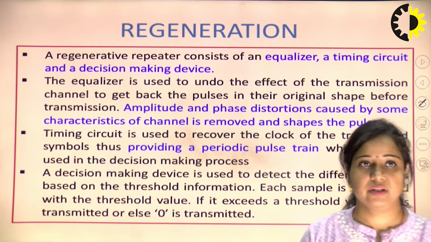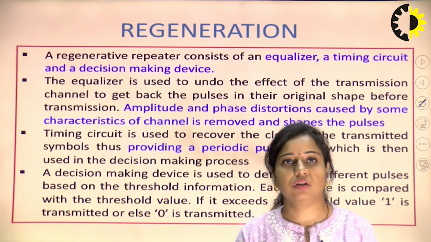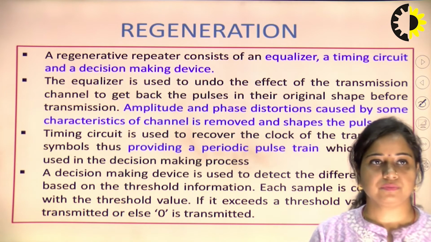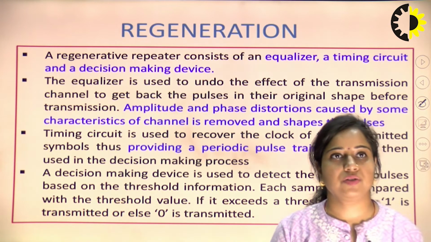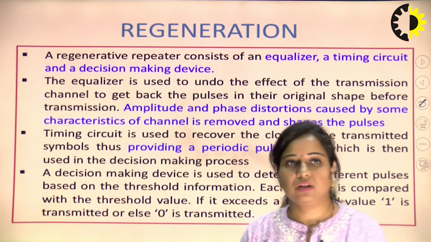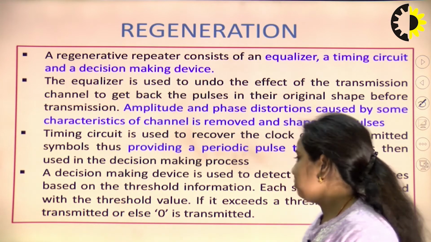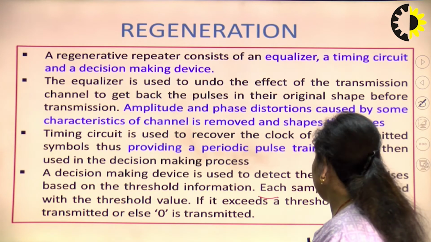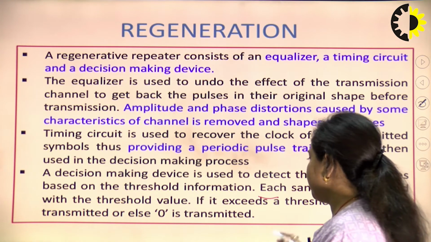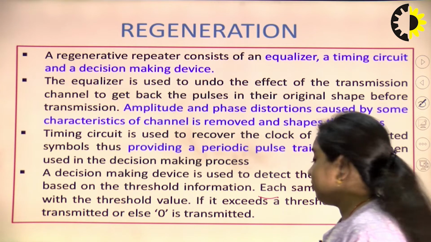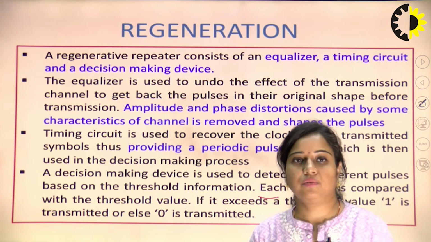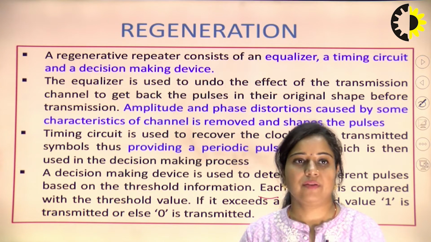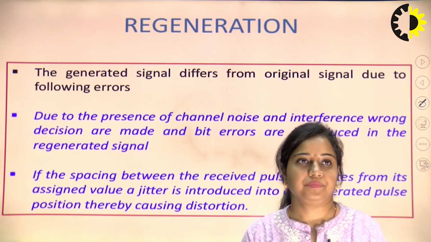Next is the timing circuit. It is used to recover the clock of the transmitted symbol, thus providing a periodic pulse train. A decision making device is used to detect the different pulses based on threshold information. Each sample is compared with the threshold value. If it exceeds the threshold value, we can say 1 is present, and if it does not exceed the threshold, we can say that 0 is transmitted.